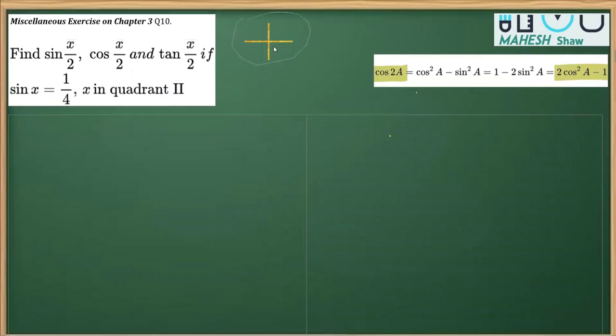If I say this is π/2, x here, as you can see, first of all, lies in the second quadrant. The second quadrant is greater than π/2 and less than π. This is π. So that means x is over here.